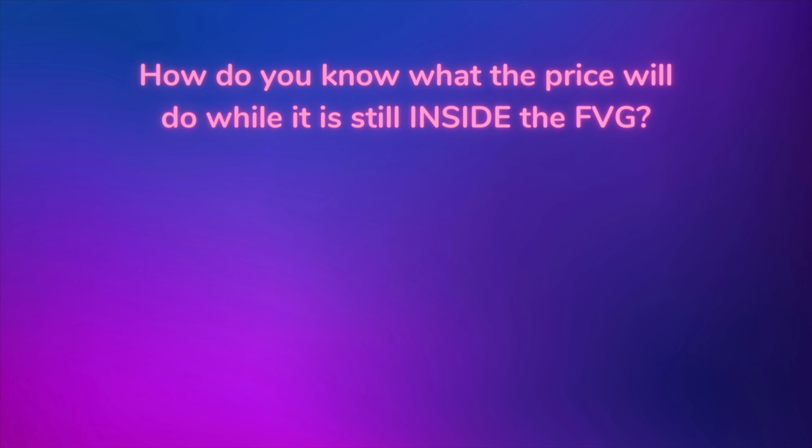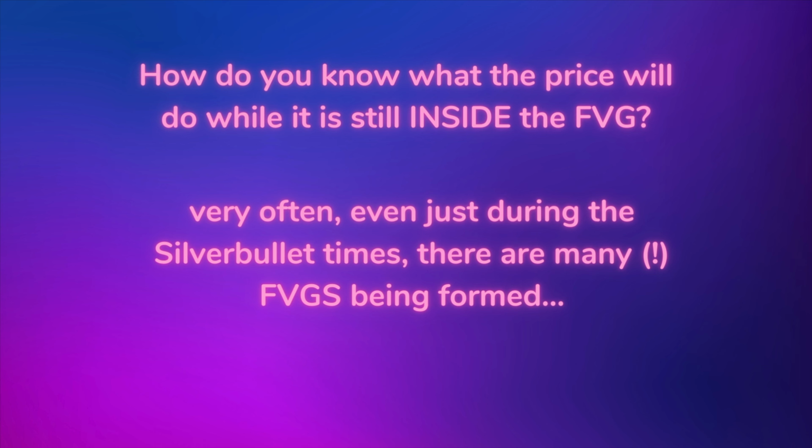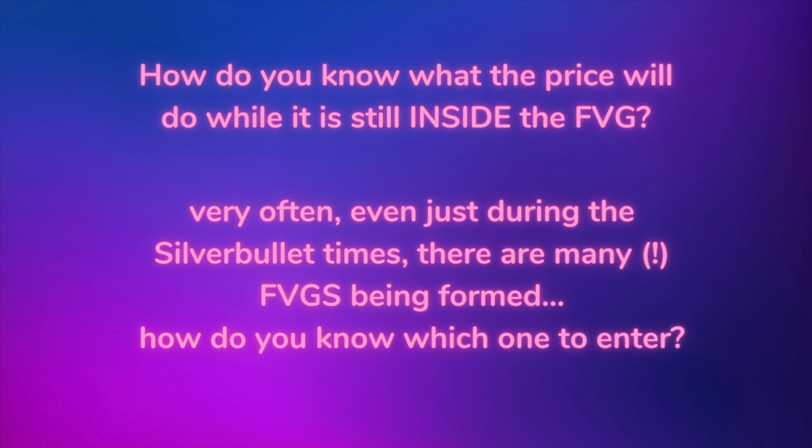Very often it happens that even just during the silver bullet times, there are many fair value gaps being formed. Some of them are in one direction, some of them are busy, others are CB, and so on and so forth, and there is more than one being formed. Maybe there is one that got formed a little bit before our silver bullet time. How do we know which one to enter?